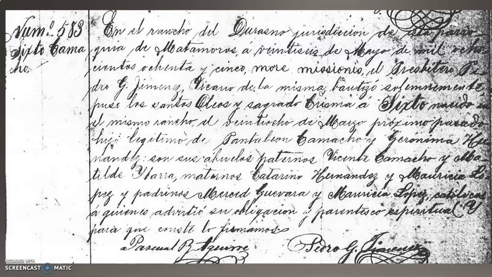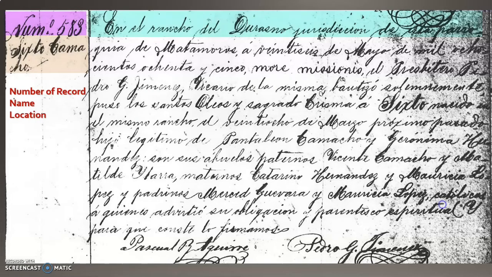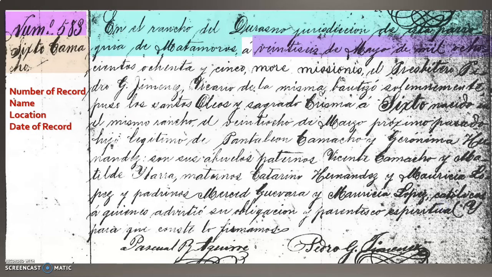Now, this is a church record. It's got a margin, it's got the number of the record, which is 583, and it's got the name of the child, Sisto Camacho. It's got nobody presenting like it did on a civil registration record. You've got the location, El Rancho de Durazno, the jurisdiction of this church, then Matamoros, and the date of record, which is the 26th of May of 1885. That is the date of the record creation.